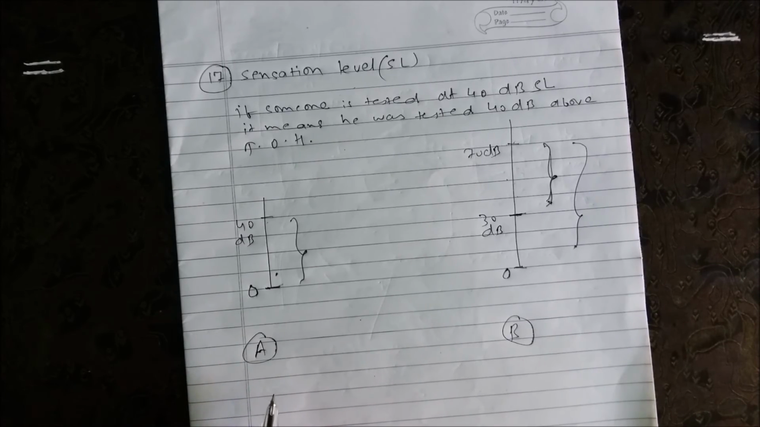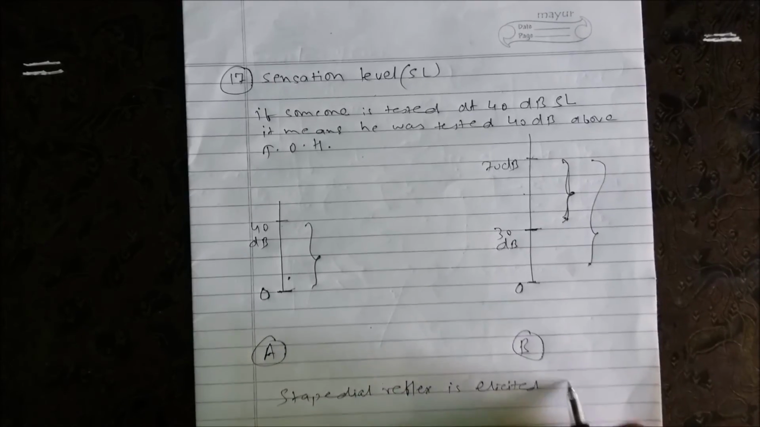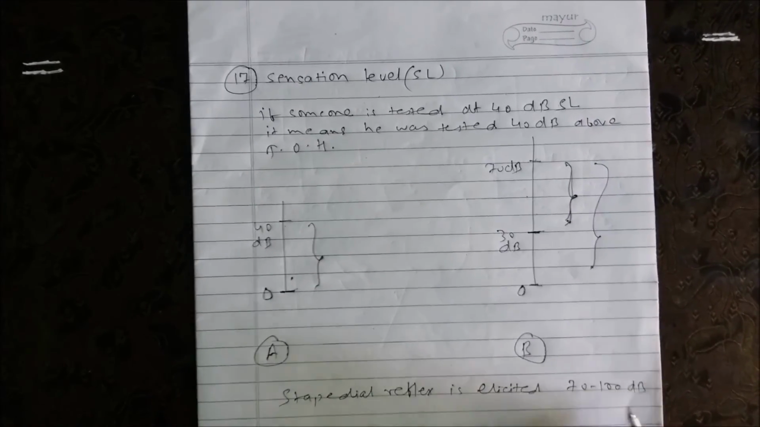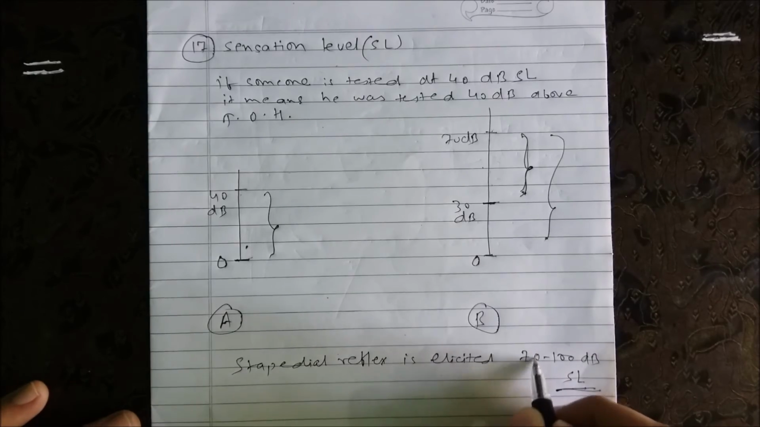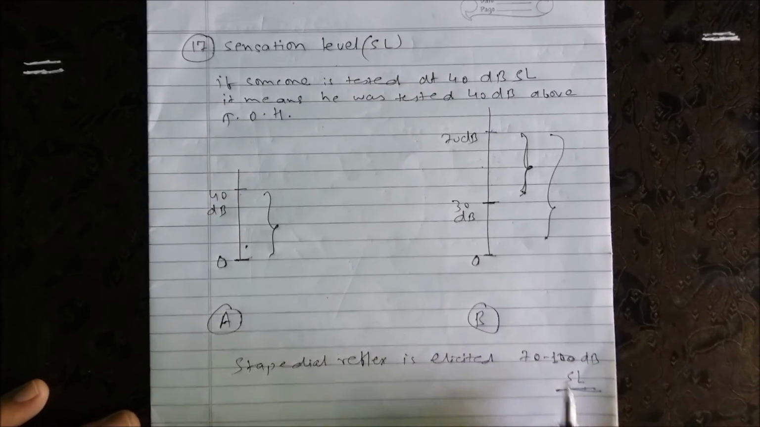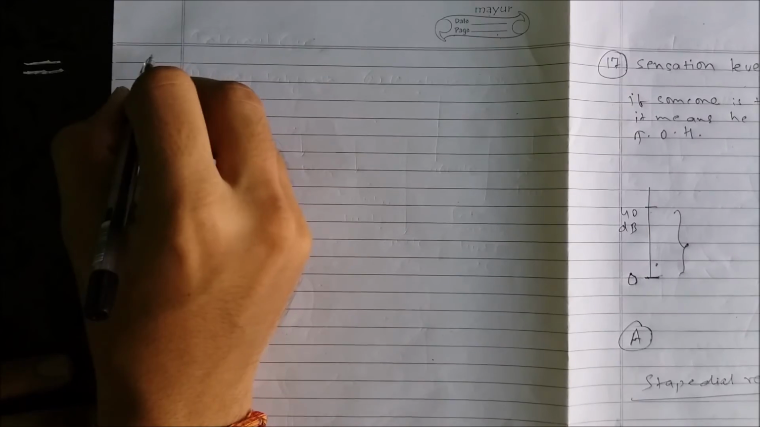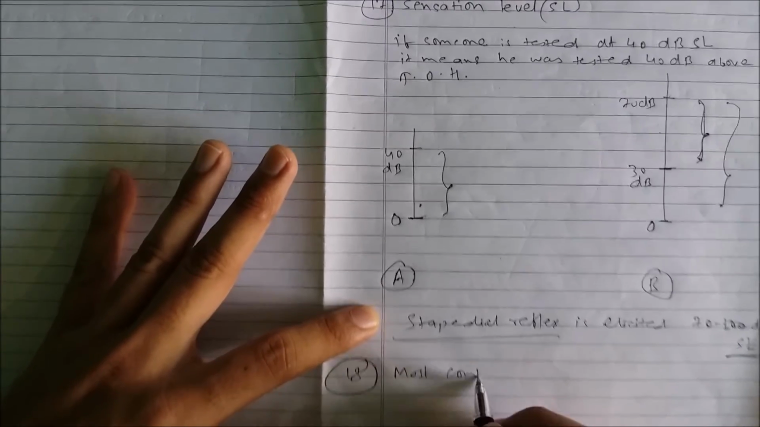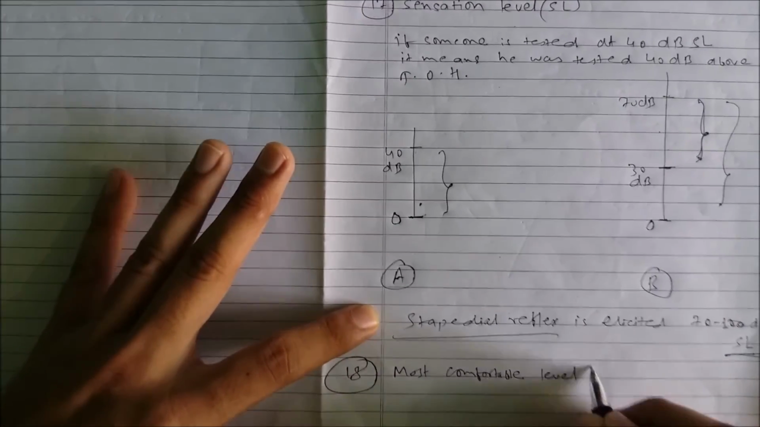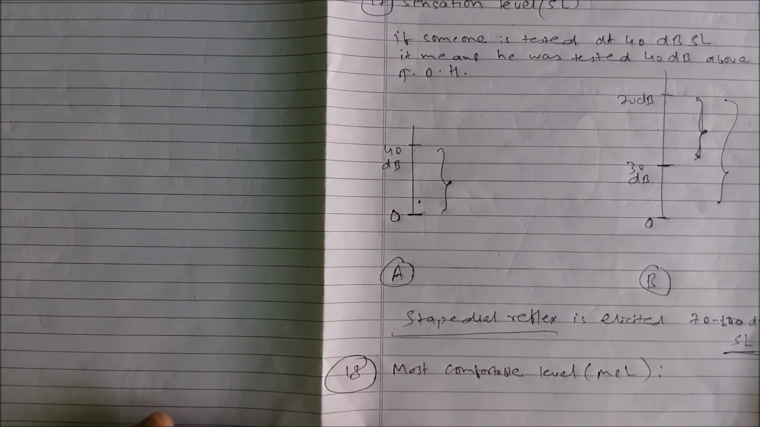And for your more information, stapedial reflex is elicited at 70 to 100 decibel SL. It means we have to go that many decibels above the threshold of hearing for a person to produce stapedial reflex. Now here comes another easy layman term, that is most comfortable level. Anybody can understand this. This is the level at which the human ear can hear very comfortably.